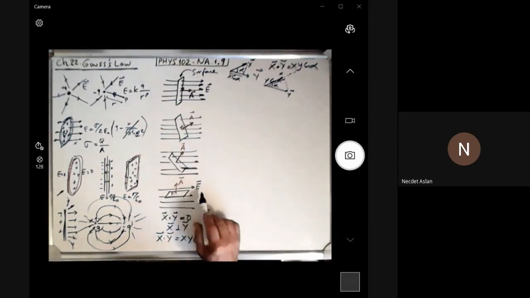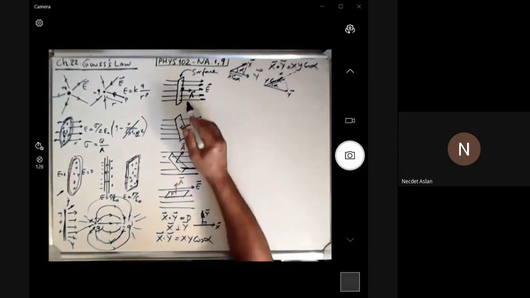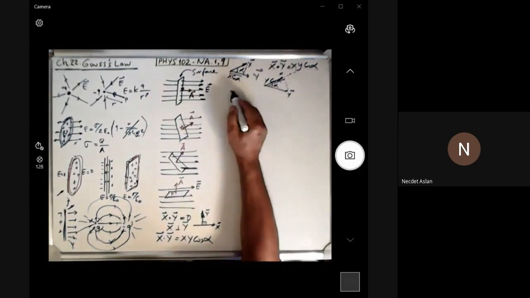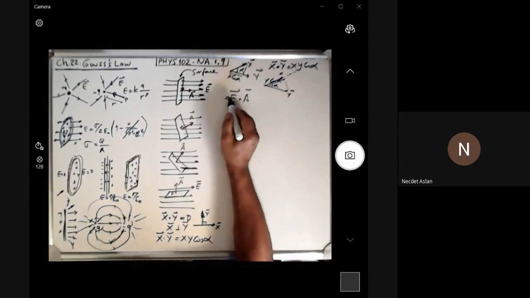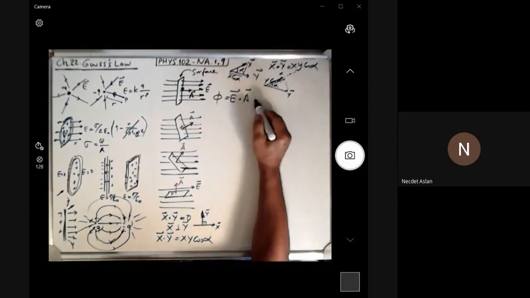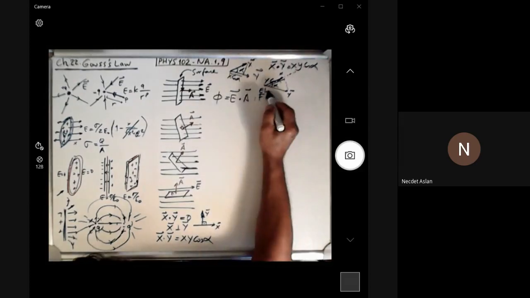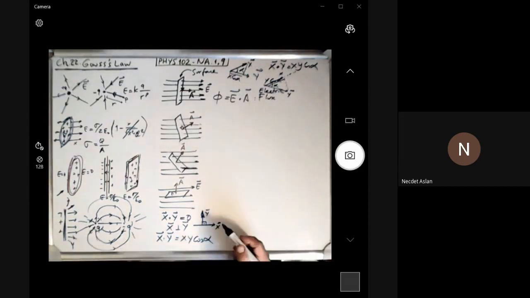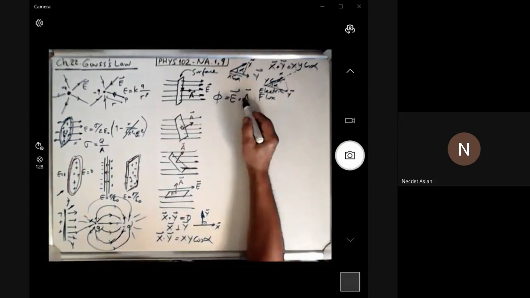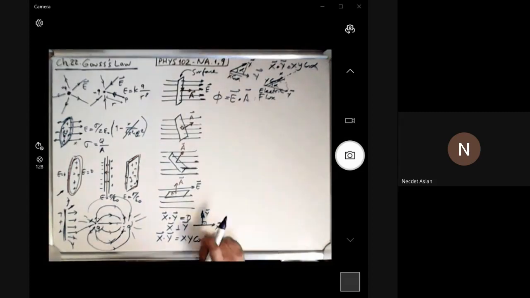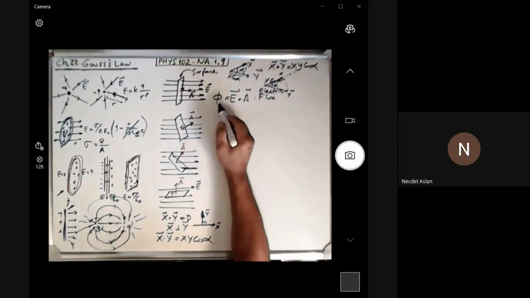Similarly, for this case, we dot product the electric field lines by the area vector, and we call this flux. But we will see that this is electric flux. There are also magnetic fluxes, we will see. So when the electric field is passing through a surface, then there is an electric flux.